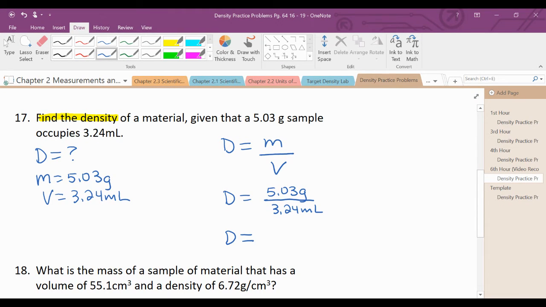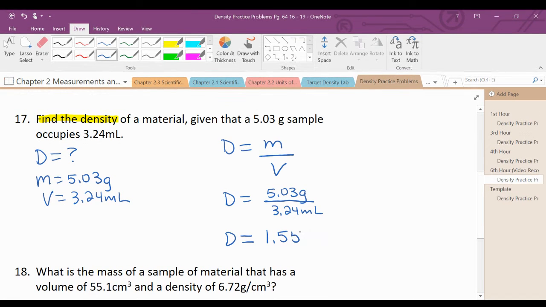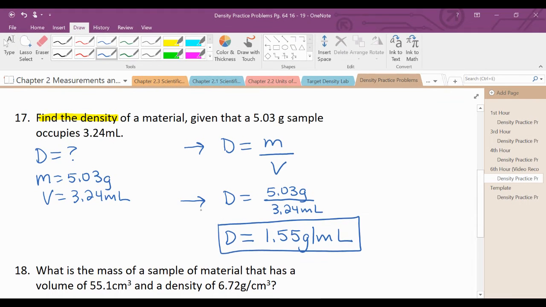My mass has 3 sig figs. My volume has 3 sig figs. So your density value should have 3 sig figs, 1.55, and it's grams per milliliter. Again, I would expect to see the equation you wrote, the numbers in the equation, and your answer with correct units and sig figs when doing a density problem.